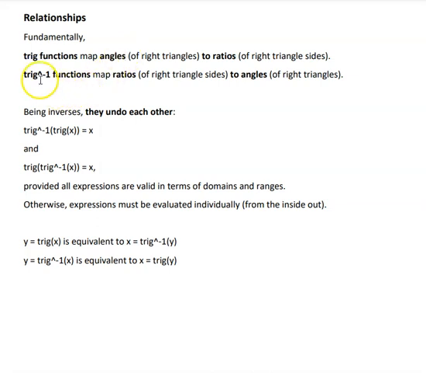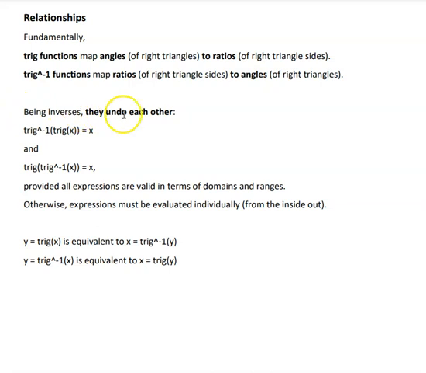And trig inverse functions go the other way. They map ratios of right triangle sides to angles of right triangles. This is a key point. If you want to find an unknown angle and you know the ratio of sides, you can use a trig inverse function to find the angle. That's the key point here.